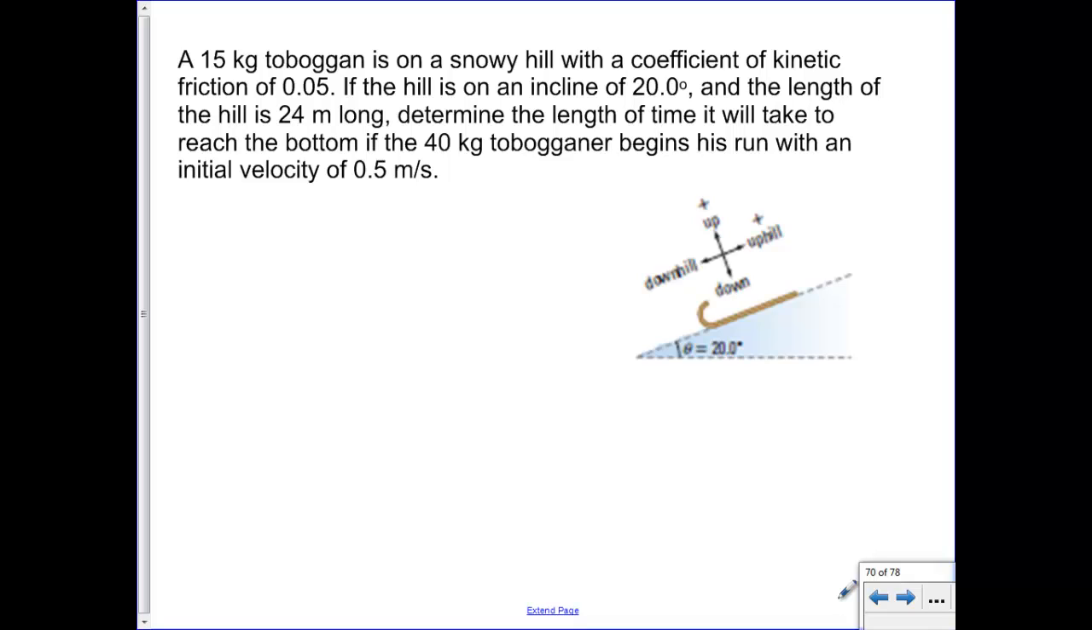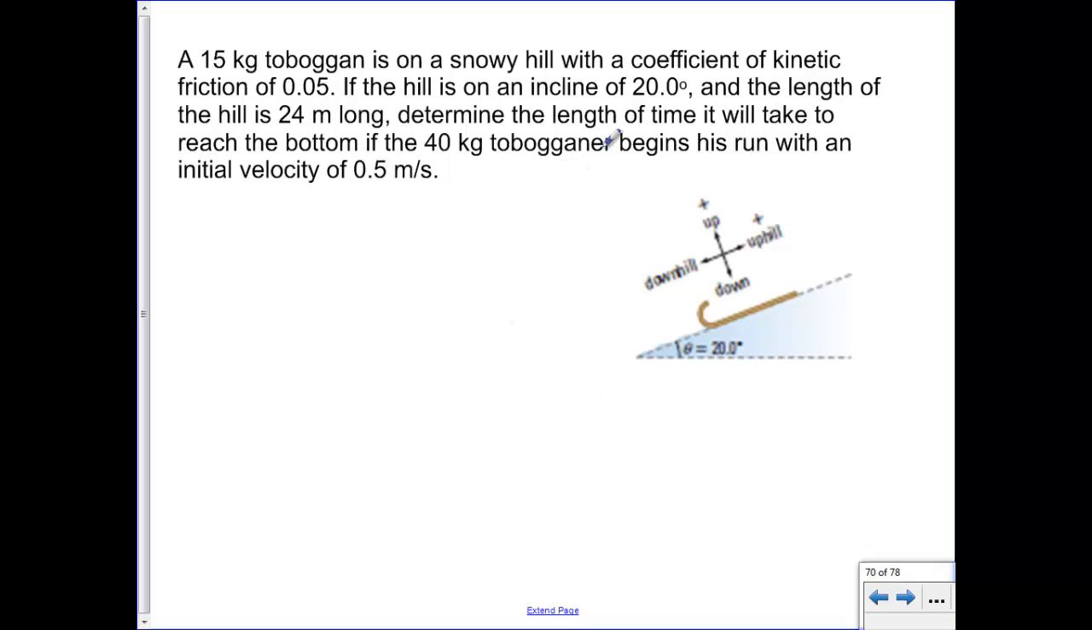So let's try one last question here. There's a lot to interpret. You've got a 15 kilogram toboggan on a snowy hill, and I give you the coefficient of kinetic friction. First thing you should know then, if it's kinetic friction, this thing must be moving. I'm going to give you the incline, and I'm going to tell you the length of the hill. So this is like the Hot Wheels racer. I know how long the distance of the track is.